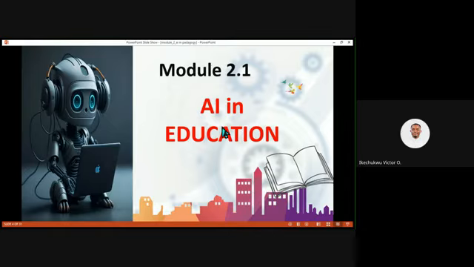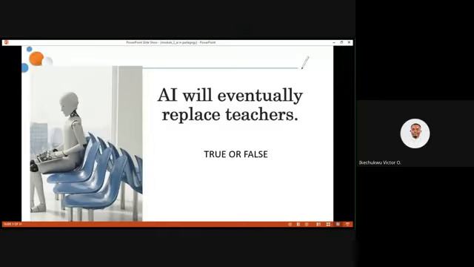So looking at AI in education, module 2.1, we ask ourselves a very important question. Will AI eventually replace teachers? True or false? Who wants to help me with that? Who has an idea or a thought on this question? AI will eventually replace teachers, true or false? We can share in the comments as well. I'm in the comment section taking a look at what we are doing. So can we share in the chat?